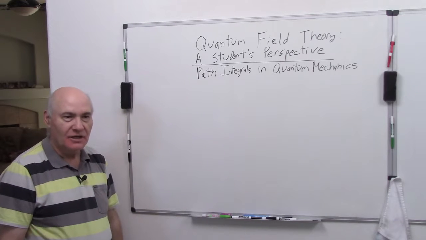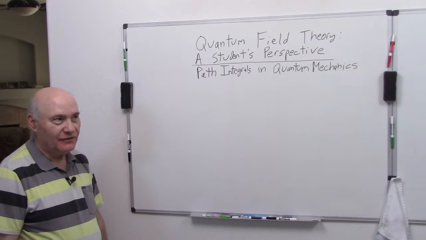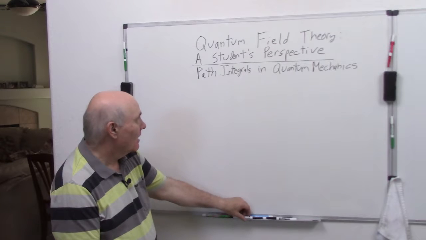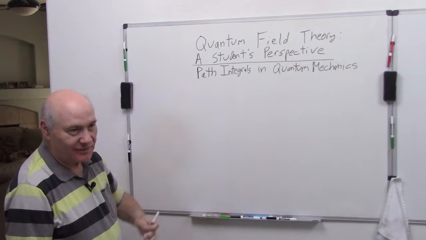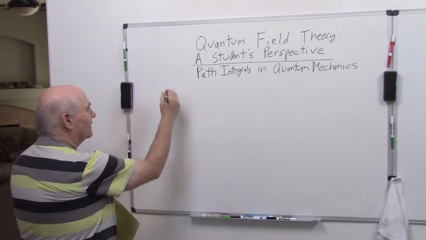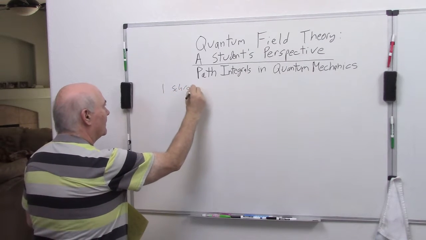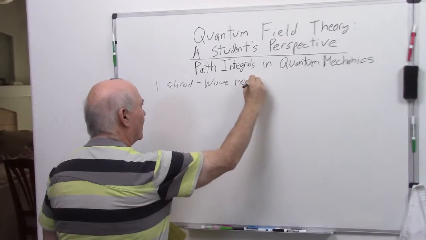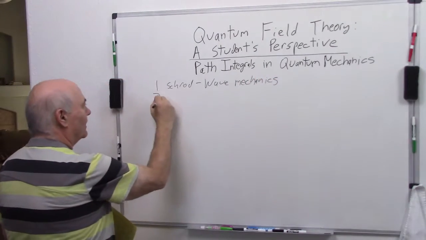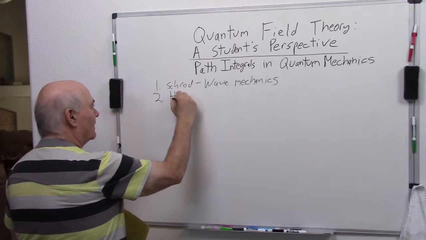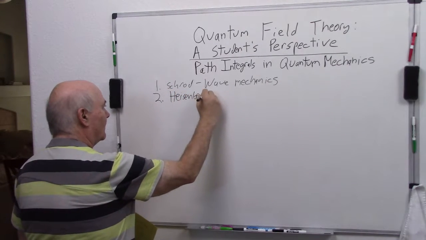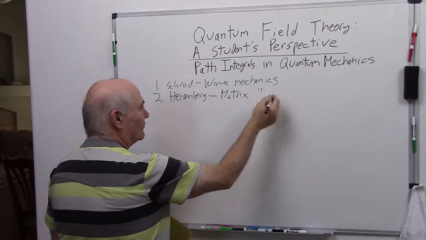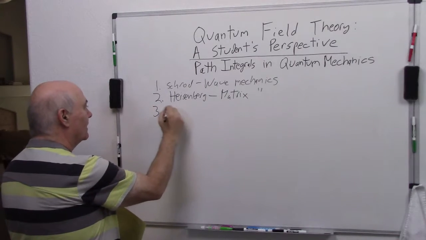It's chapter 6 in Srednicki's book, and this and the following couple of chapters are probably the most important chapters in the book. So let's first start. There are three ways to do quantum mechanics. One is the Schrödinger way. This is usually referred to as wave mechanics. The second way is the Heisenberg way. This is matrix mechanics, also sometimes called operators. And then the third way is the path integral.